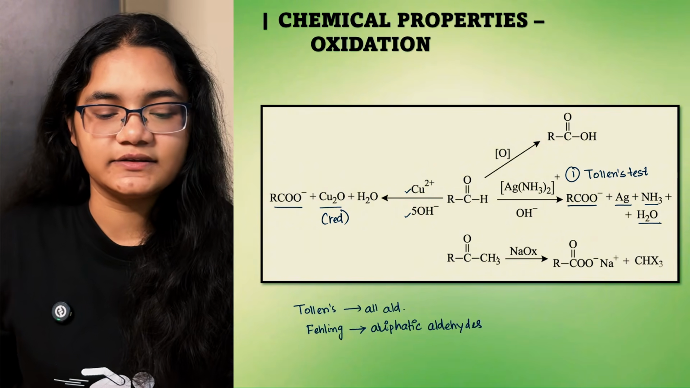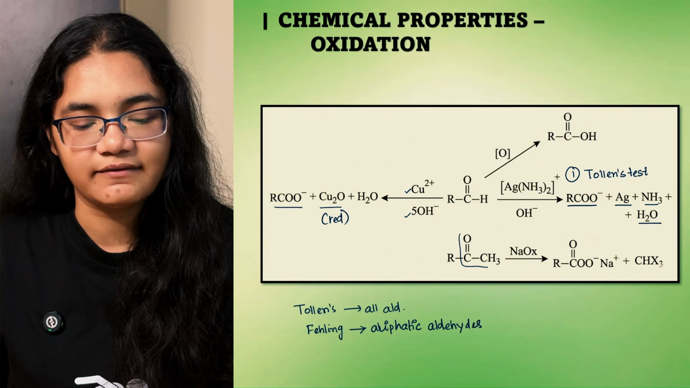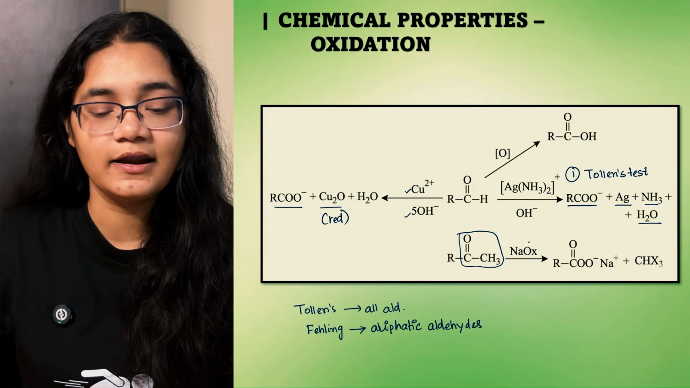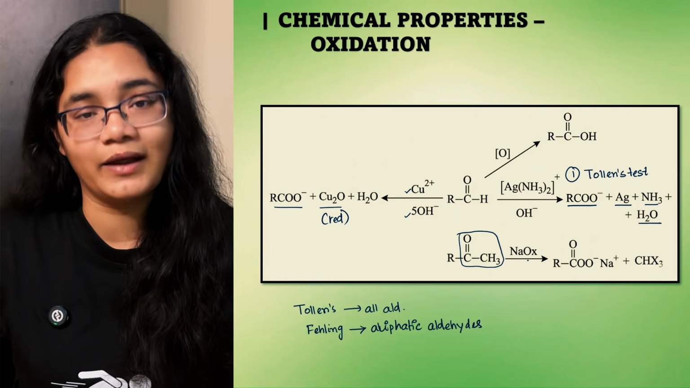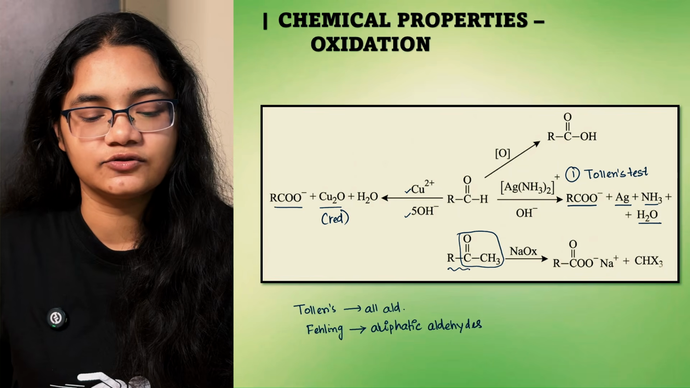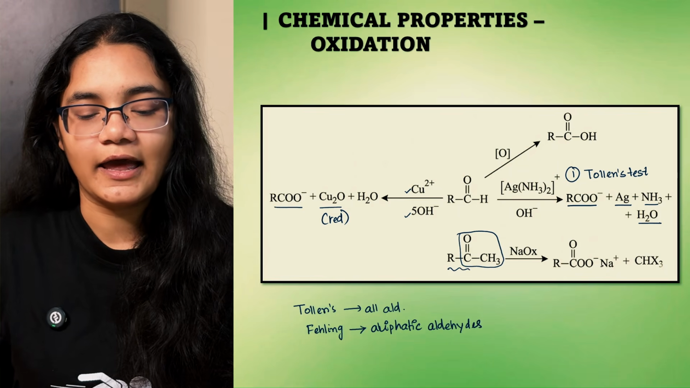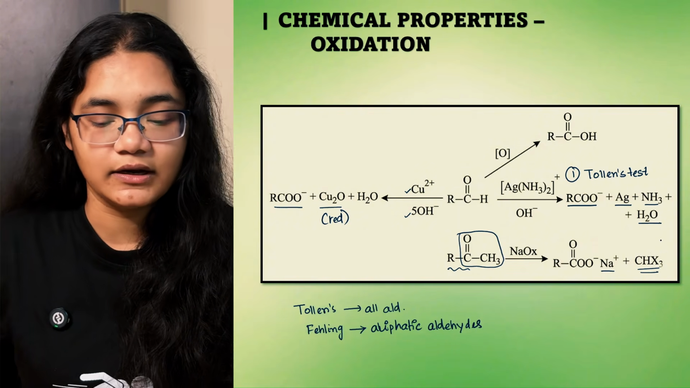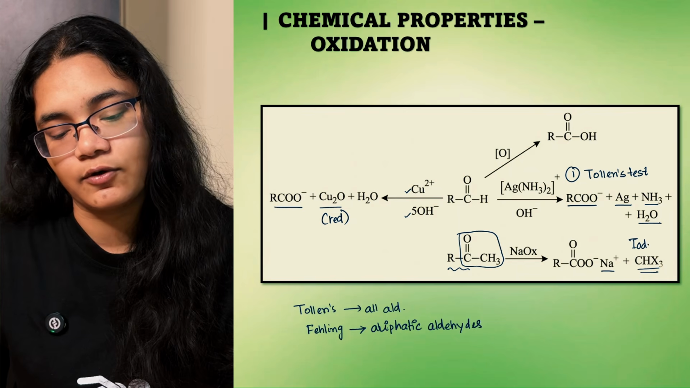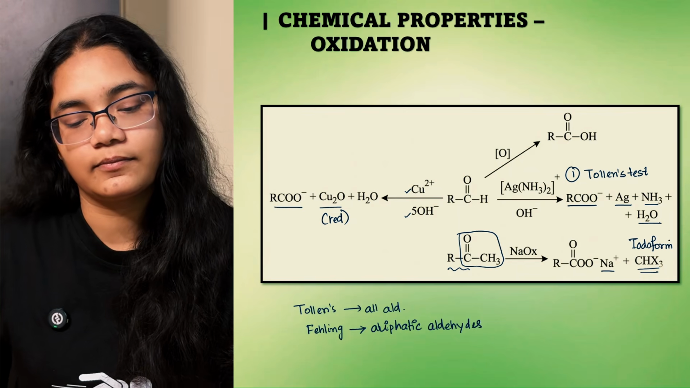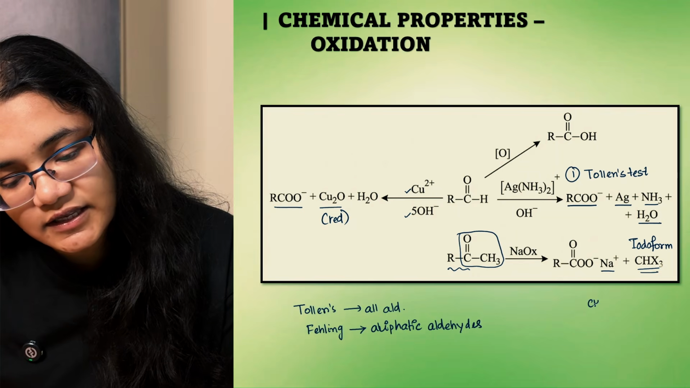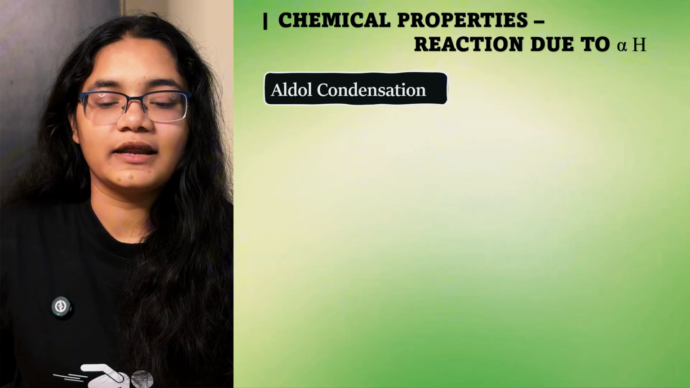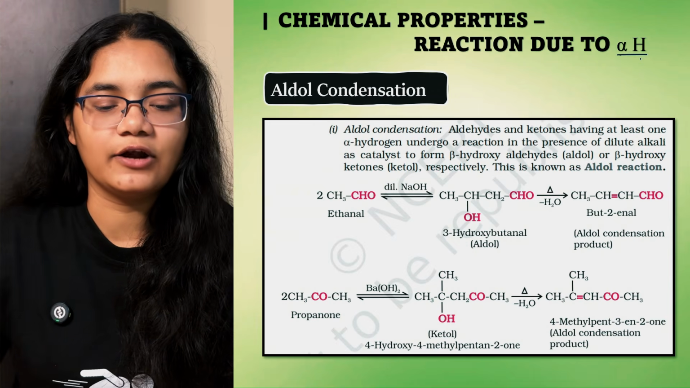And the next one is the methyl ketone. If any group contains the COCH3 group, a methyl ketone group, then it will definitely react with NaOX. What is this NaOX? This gives the salt RCOO minus Na plus, and a CHX3 group is formed. Now if this X is iodine, then what is formed is called iodoform, which is CHI3.